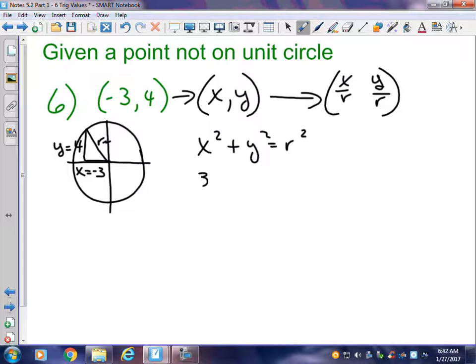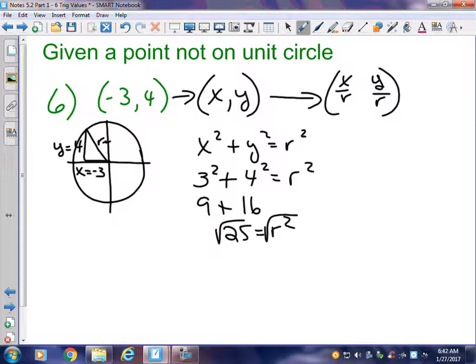So I don't need negatives because I'm getting ready to square. Distances aren't negative, so don't put the negatives in this formula. Just put the positive numbers. So 3 squared plus 4 squared will be 9 plus 16, which is 25. The square root of 25 is 5.